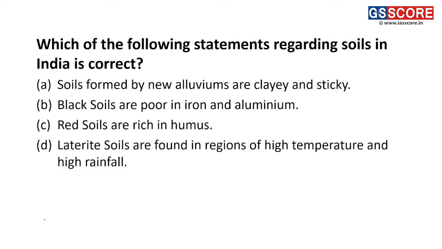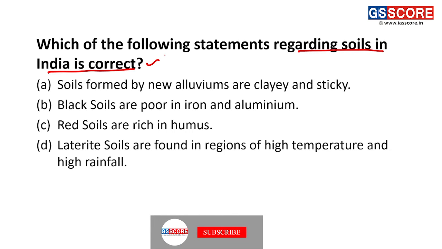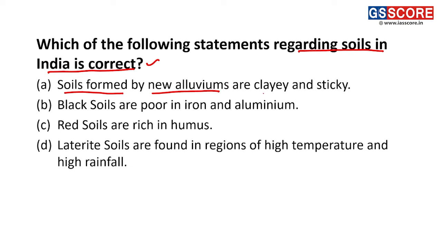The next question is, which of the following statements regarding soil in India is correct? Okay, so we will be talking about the various soils of India. Statement A is, soils formed by new alluviums are clay and sticky. Basically, this is an incorrect statement because they will be coarser in nature. And clay and sticky soils are majorly formed as a part of the black soil. So this is an incorrect statement.